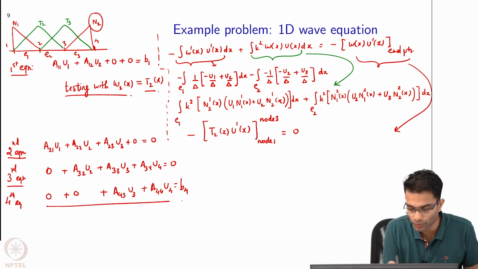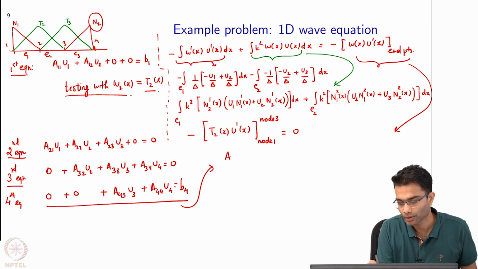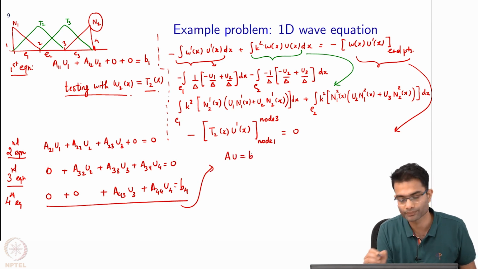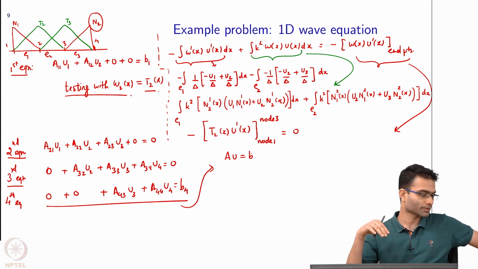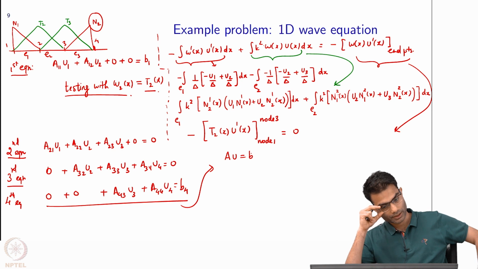So, all of this put together is going to give me AU is equal to B, and I have a non-zero B, therefore, I will get a non-zero U also, right. So, this in a nutshell is the method by which we solve this FEM in one dimension, okay. So, is it clear?